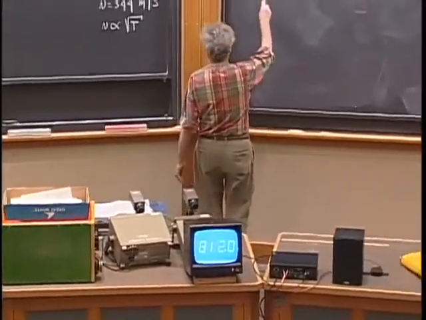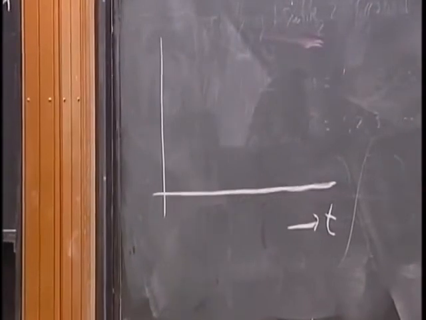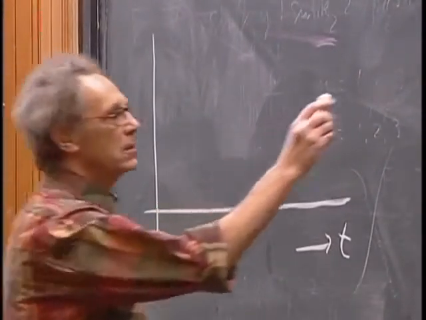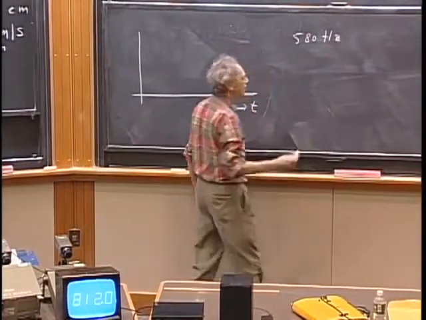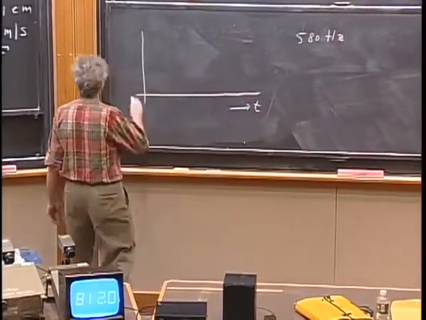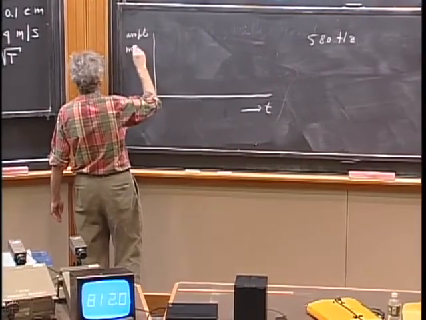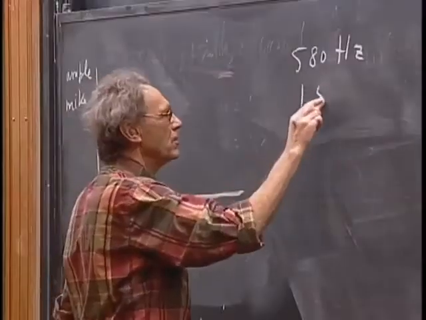And so what Marcos then did, as a function of time, he chose a frequency. We will show shortly what he has chosen, but it is somewhere around 580 hertz. That is the driving frequency. And here he shows the amplitude of the microphone during a 1.5 second pulse.